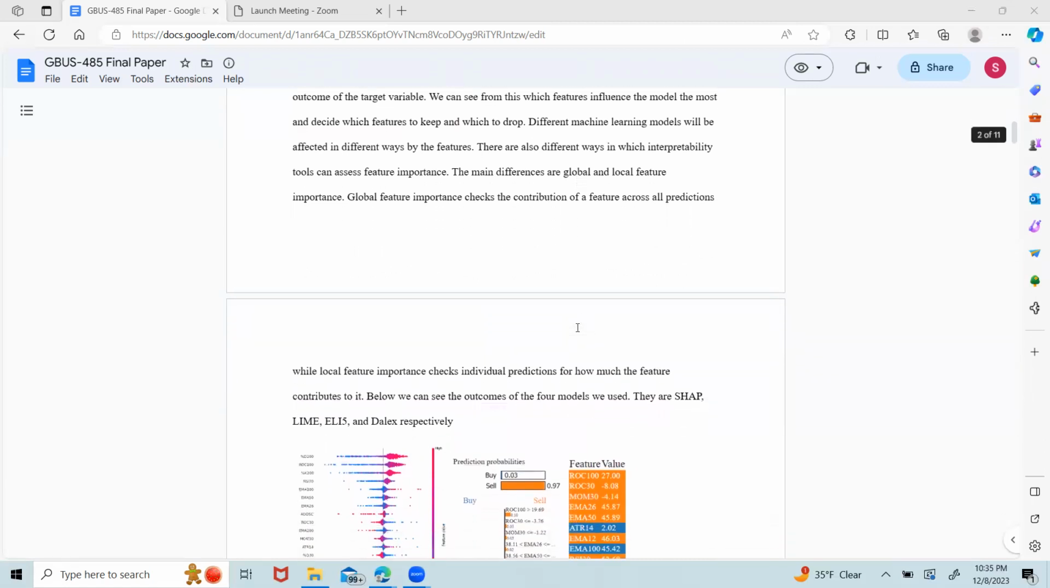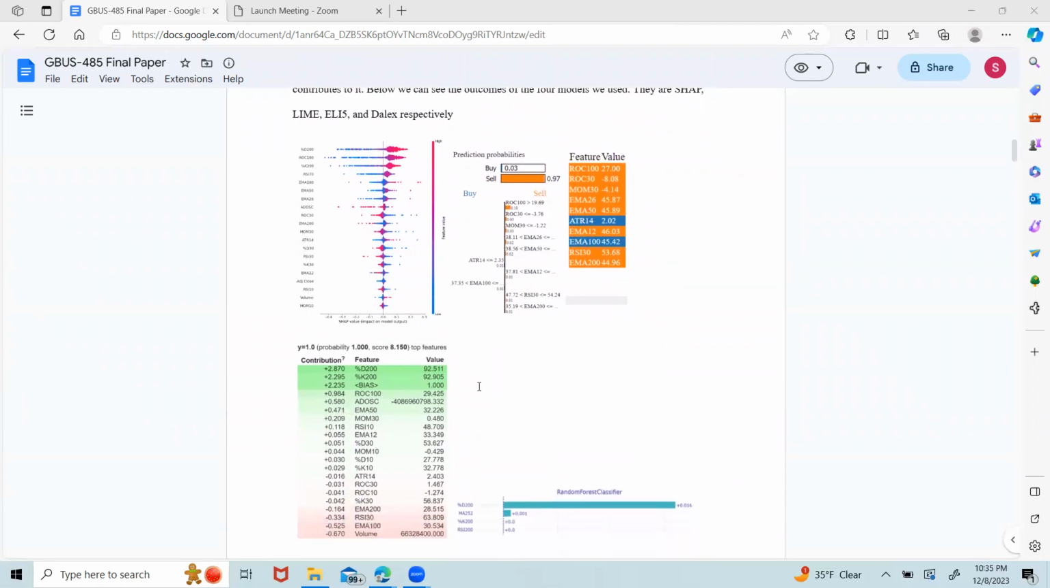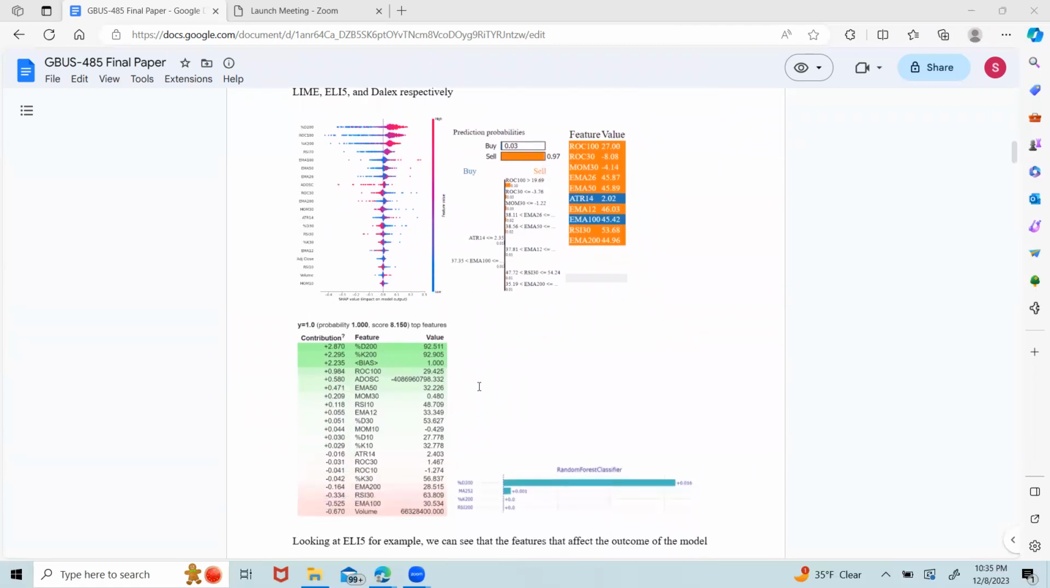You can see below, these are some of the tools we used. The main four we used are SHAP, LIME, ELI5, and DALEX. How these models work essentially is they analyze the feature importance. They tell us which features are contributing most to the outcome of the machine learning model, as in which feature has the most significant impact on what the prediction is going to be.